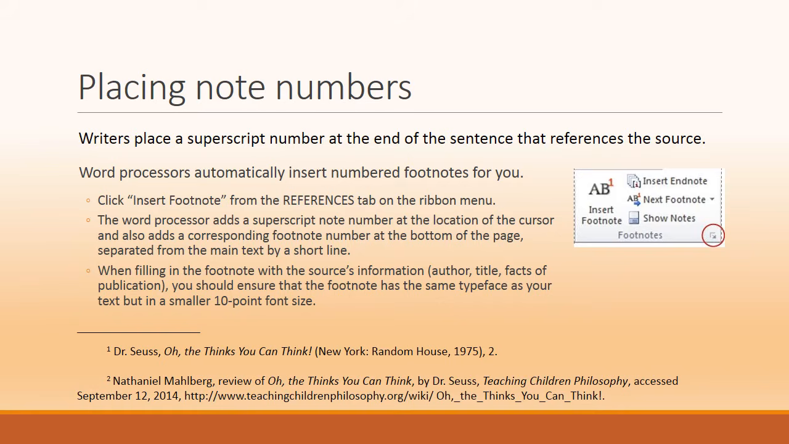Placing note numbers. Writers place a superscript number at the end of the sentence that references the source. Word processors automatically insert numbered footnotes for you. You don't have to do that manually. And this is the basic procedure. Click Insert Footnote from the References tab on the main ribbon menu of your word processor. The word processor adds a superscript note number at the location of the cursor and also adds a corresponding footnote number at the bottom of the page, separated from the main text by a short line.